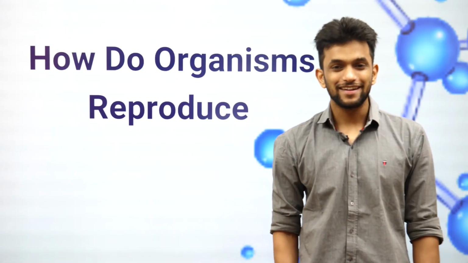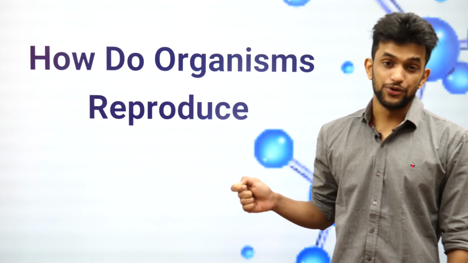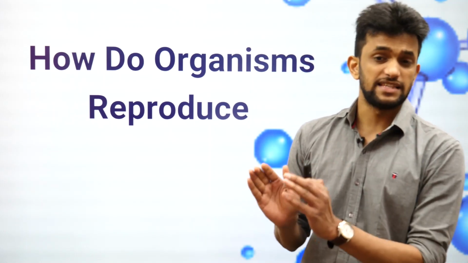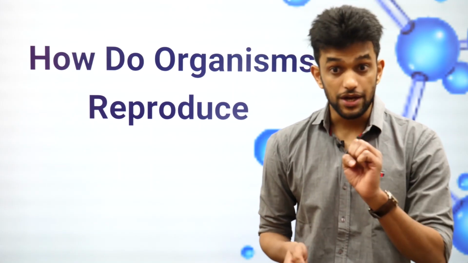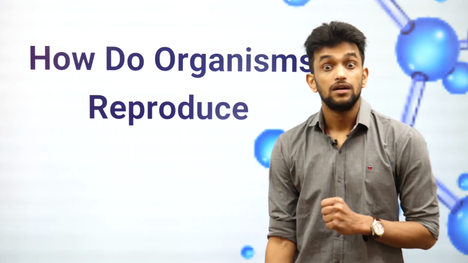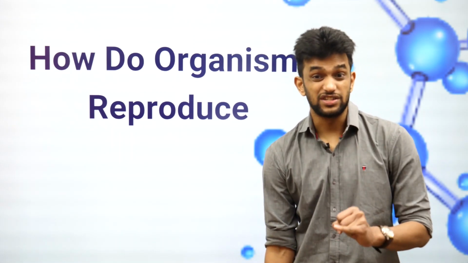Guys, I am back. So we were discussing how organisms reproduce. Now we will continue with the chapter further. I explained in the last class what is asexual reproduction and what is sexual reproduction. We discussed pollination, double fertilization, and also implantation and placenta.